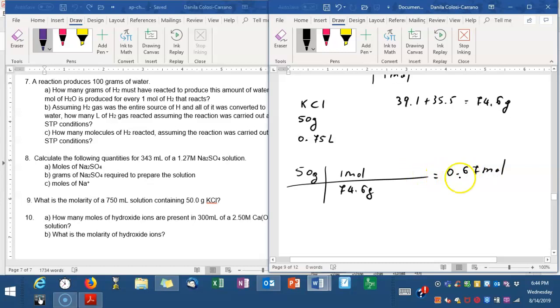And then you got to divide this one by, so you're looking for molarity, which is 0.67 moles. You got to divide by the liters, and 0.89 is the number.